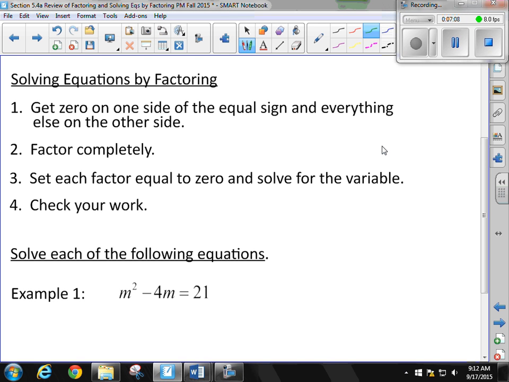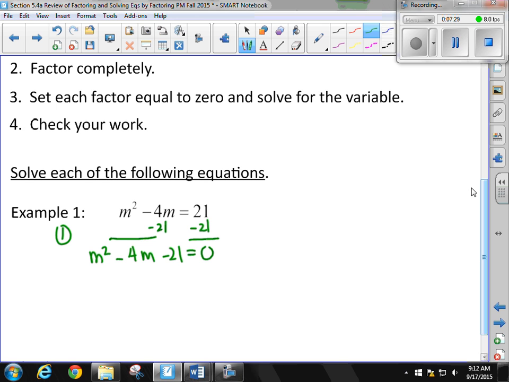So in example number 1, notice I don't have it equal to 0, so the first step I have to do is subtract 21 from both sides. M squared minus 4m minus 21 equals 0. Get 0 on one side, everything else on the other side. Step 2 is to factor.